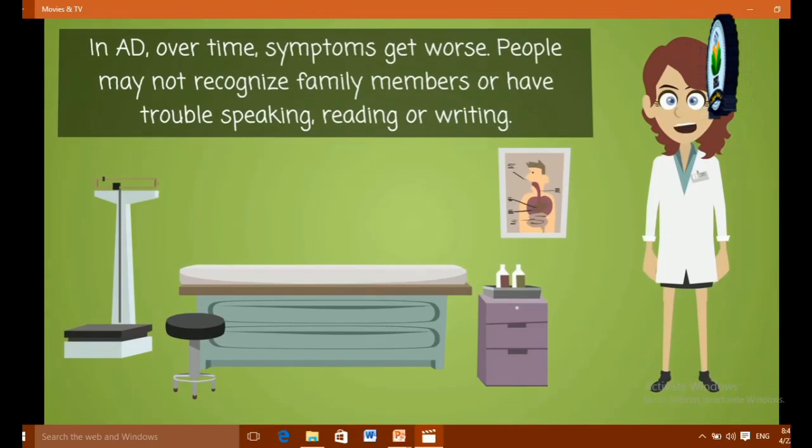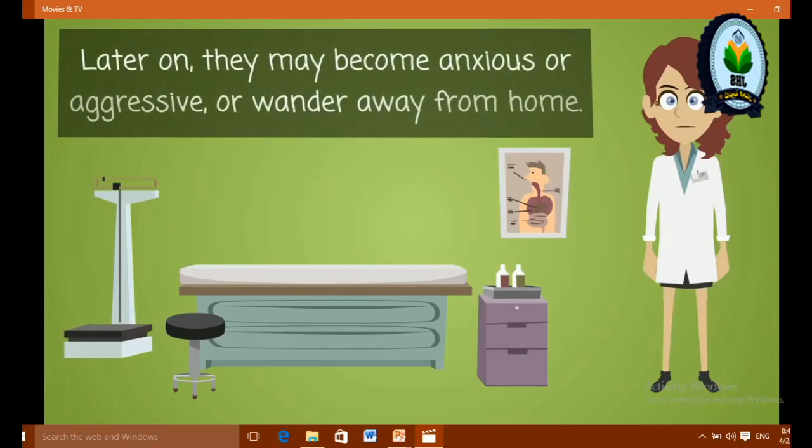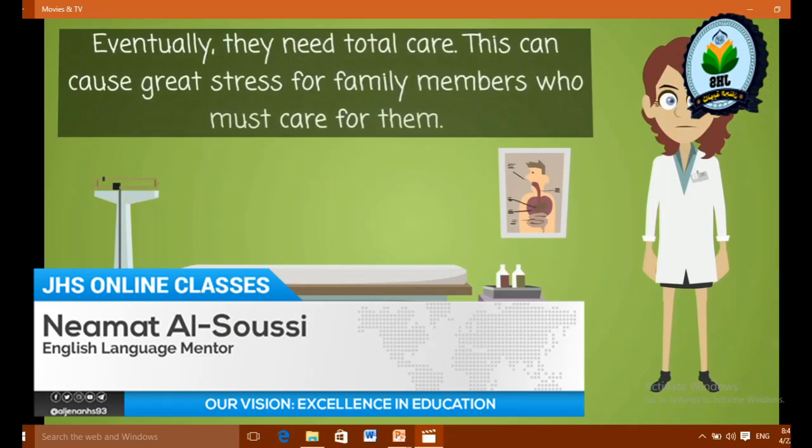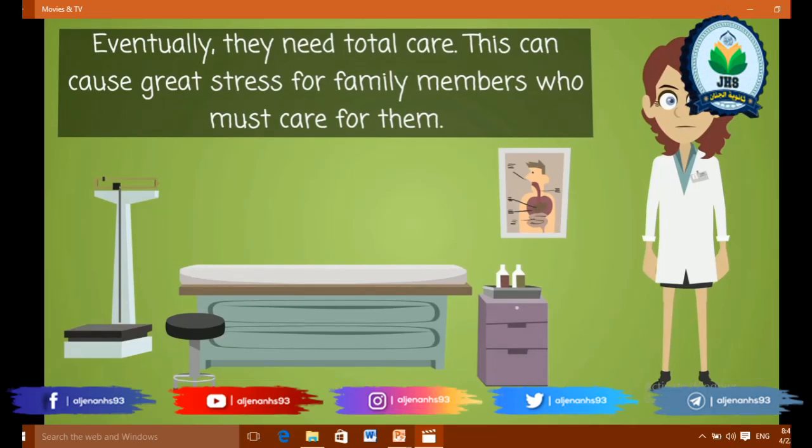In AD, over time, symptoms get worse. People may not recognize family members or have trouble speaking, reading, or writing. They may forget how to brush their teeth or comb their hair. Later on, they may become anxious or aggressive, or wander away from home. Eventually, they need total care. This can cause great stress for family members who must care for them.